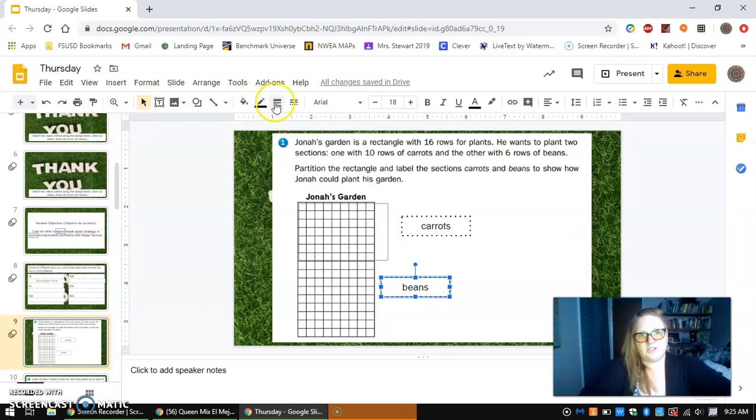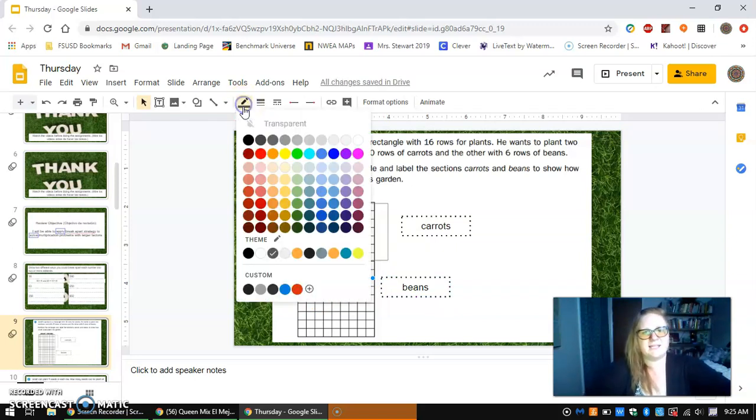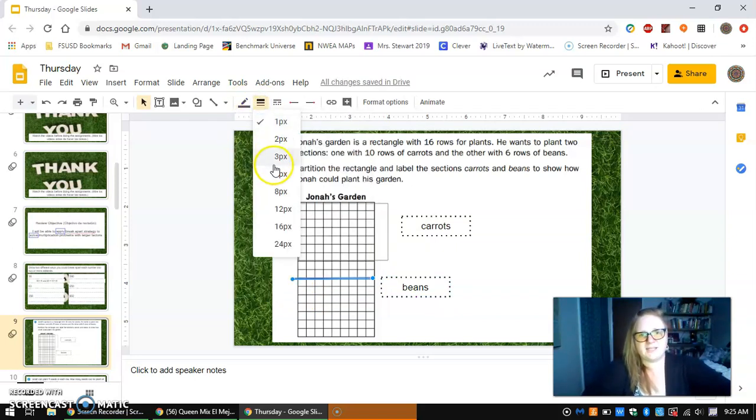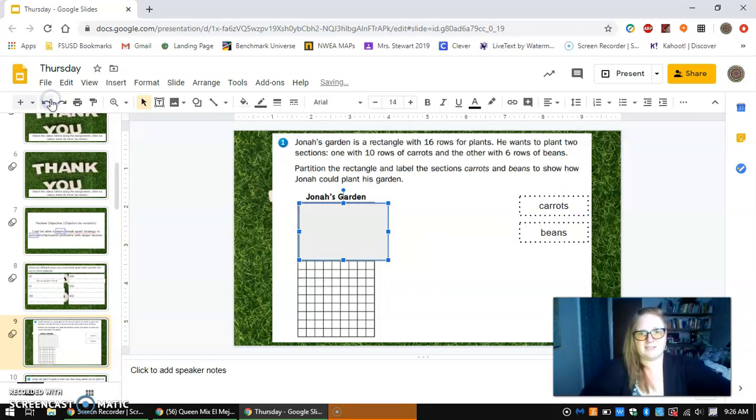And how you do it, you could do it with lines as well. If you don't want to work with the rectangles, you could do it with lines and partition. You can make the lines a different color. You could also make them darker, so that way you could really see it. Any of these is up to you, just as long as it's clear where the carrots are, where the beans are, and how many rows are which one. So let me clear these out so that way you have a blank slate to work on.